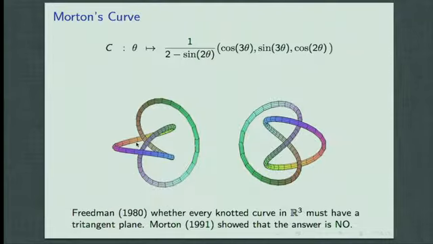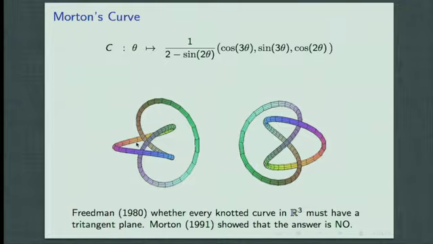Now, when we started this, there wasn't much to be found in the literature. If you look on the internet, there's some information about the convex hull of curves. So we came about one thread of the literature. Mike Freedman, the Fields Medal winning topologist, wrote a paper in 1980. And in that paper, he asked the following question: whether every knotted curve in R3 must have a tritangent plane.